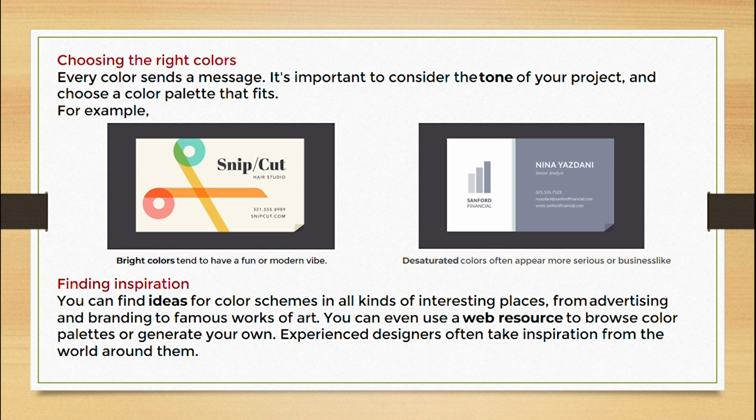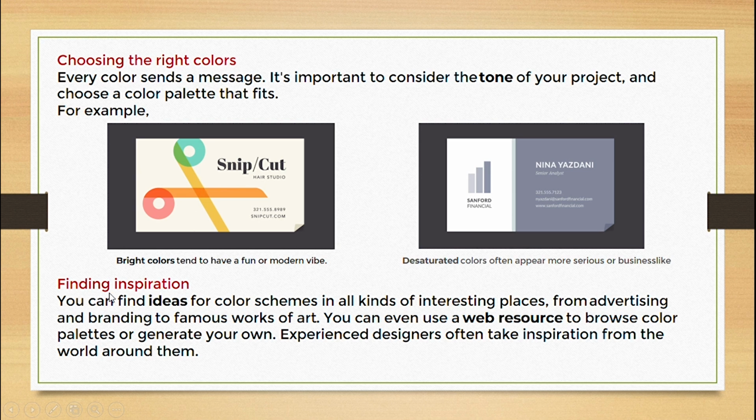So for an example, a bright color tends to have a fun or a modern vibe. So like example now, these are bright colors. So bright colors tend to have a fun or a modern vibe. Another example here, desaturated colors often appear more serious or business-like. So if you look at this now, this color scheme does not work for a modern vibe or an entertainment website or entertainment portfolio. But these colors work for a modern vibe, fashions, and the like. I hope you get that.